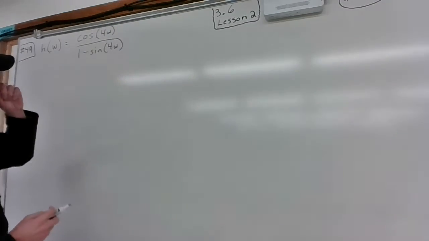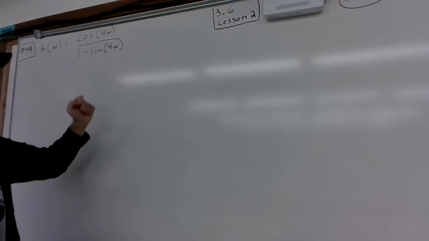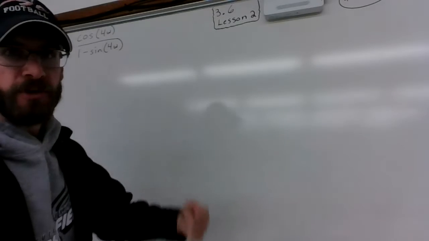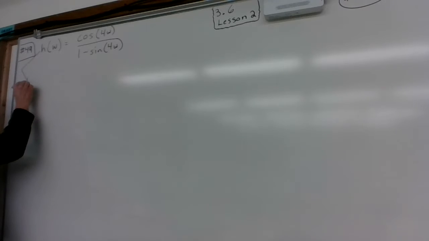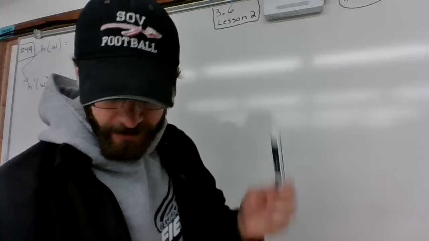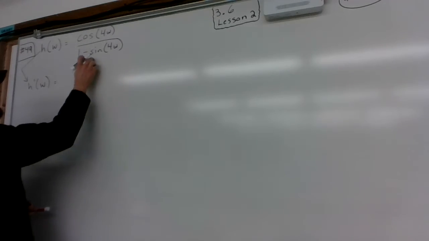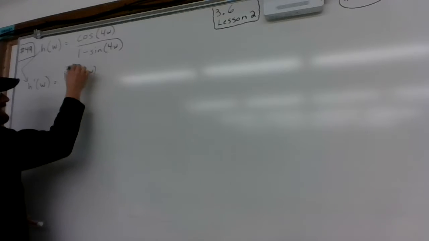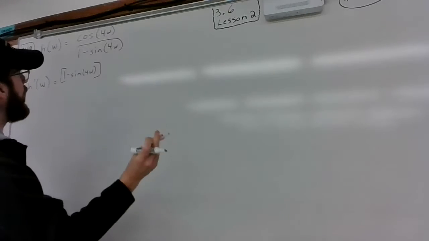H of W equals cosine of 4W divided by 1 minus sine of 4W. All right, we got to do quotient rule, and we got to do chain rule inside of quotient rule. So again, rewrites in black, derivatives in red. So the derivative is the bottom rewritten, and I'm going to encapsulate the whole thing in brackets, times the derivative of the top.